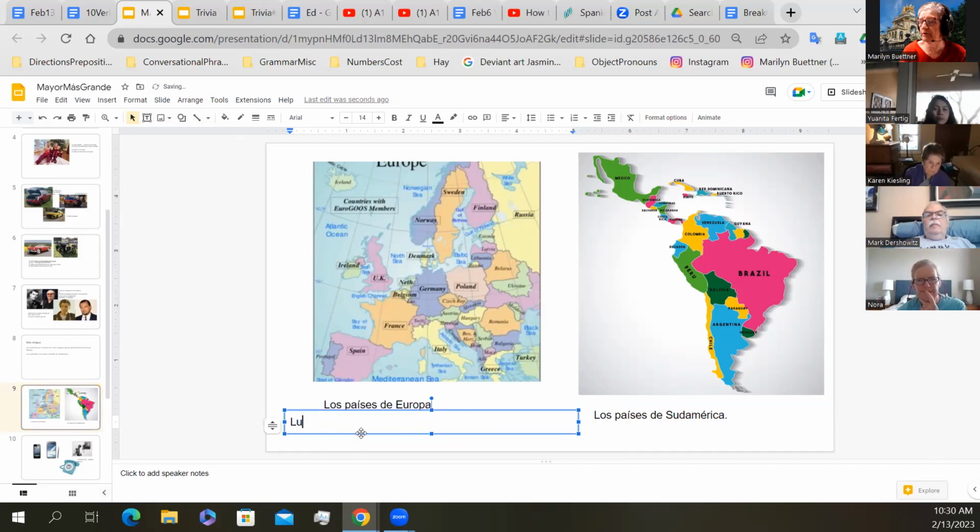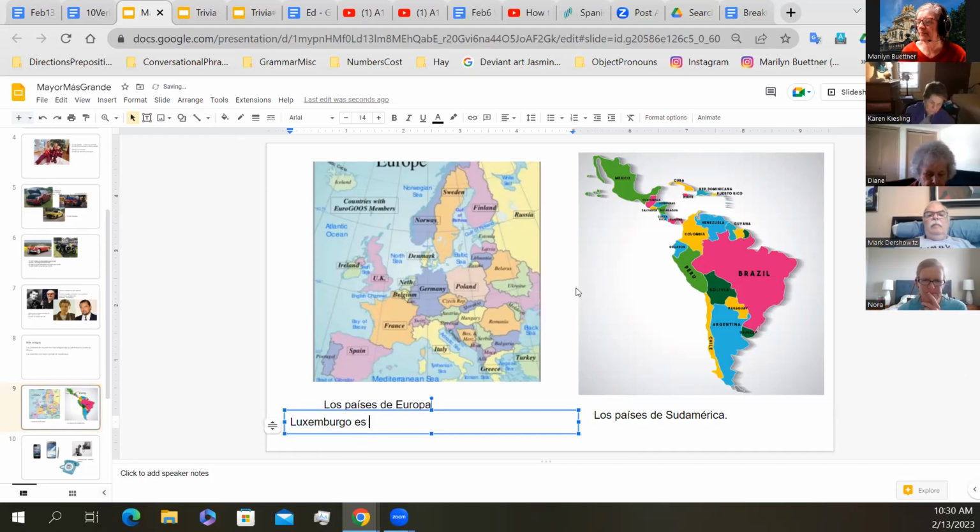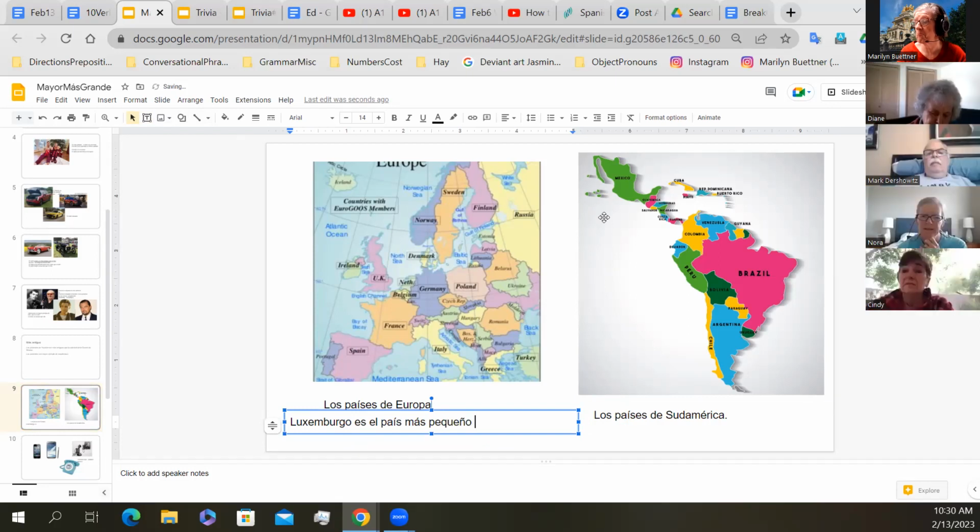Por ejemplo, Luxembourg. Luxemburgo, creo. Luxemburgo es el país más pequeño de Europa. Por ejemplo, no sé, I don't really know if it is the smallest, but yeah, close enough. Luxemburgo es el país más pequeño de Europa. Más pequeño there, and we're going the opposite from más grande, right? Más pequeño will be smallest, right?